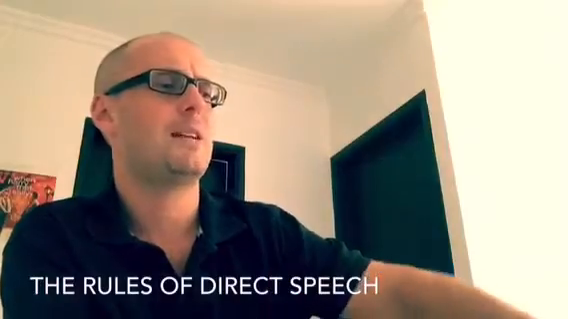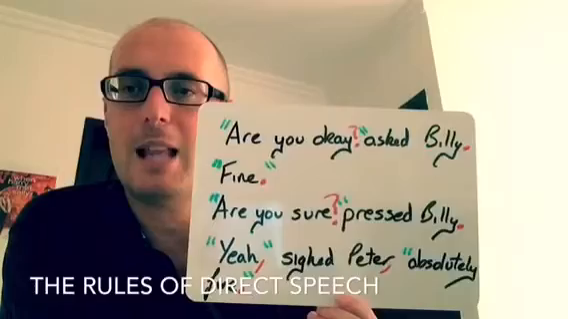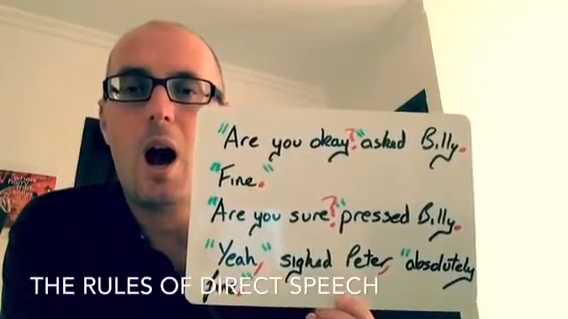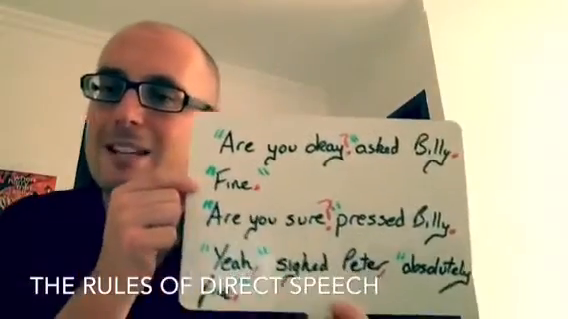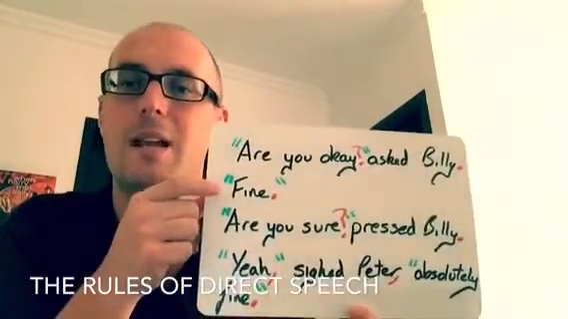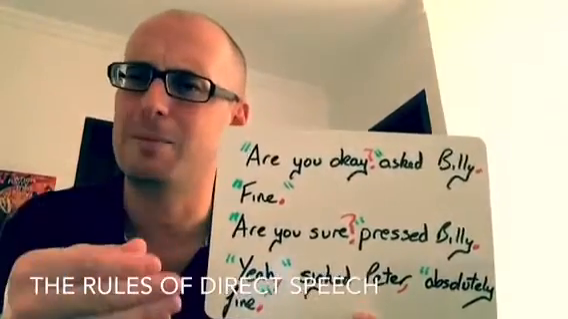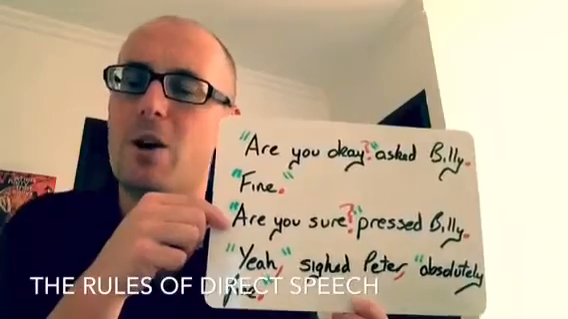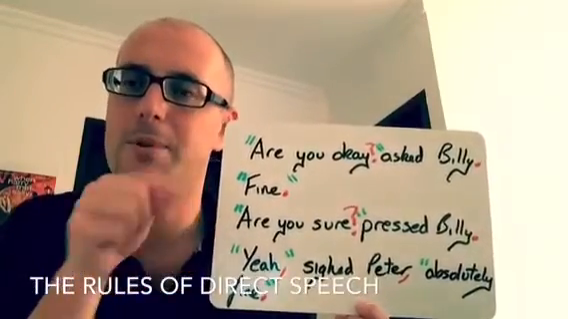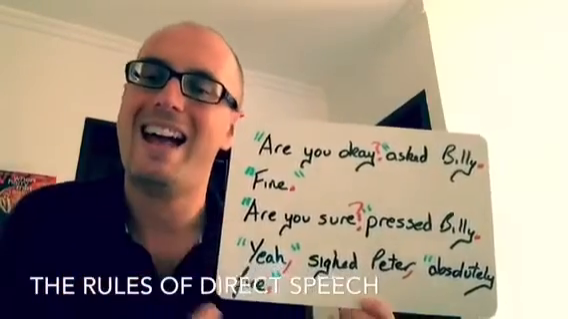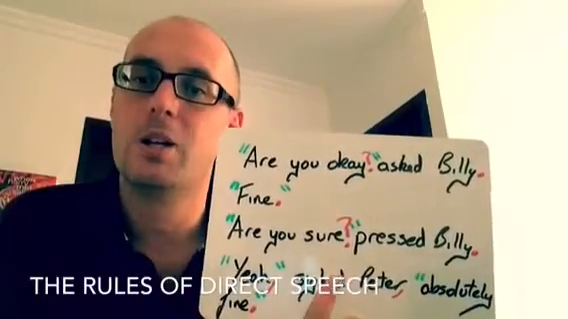Okay? So let's have a look at the finished version with the same colours as we had with the last piece of direct speech. "Are you okay?" asked Billy. Then we take a new line. And we take a new line because somebody else is speaking. They say, "Fine." "Are you sure?" pressed Billy. Now he's pressing him because he's asking him lots of questions. But it's Billy talking, so it's a different line. And then, "Yeah," sighed Peter. "Absolutely fine." Okay, that last line, again a new line because it's Peter now talking, not Billy.